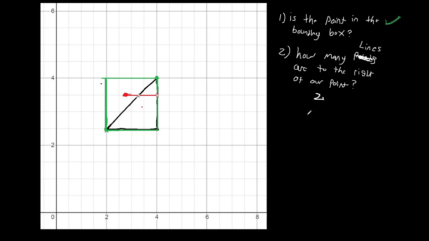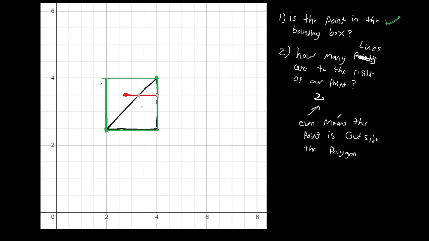So again, even means the point is outside the polygon.